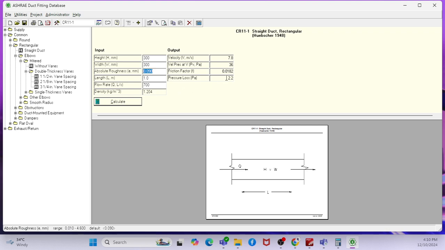Based on this absolute roughness value, the friction factor will all change. We have to add the variables such as the absolute roughness, the velocity, the airflow rate, and the length. This is per meter length. Then if you calculate, it will give you the Pascal, which is 2.2, right?